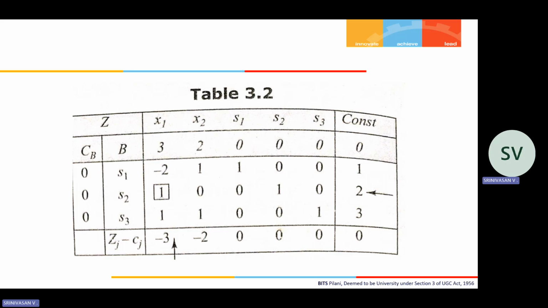It may be any number. So in order to make that pivot element 1, you need to divide throughout by that number. Suppose it is minus 2, you divide by minus 2 throughout that particular row, in order to make it unity. But here it so happens it is 1. Okay.